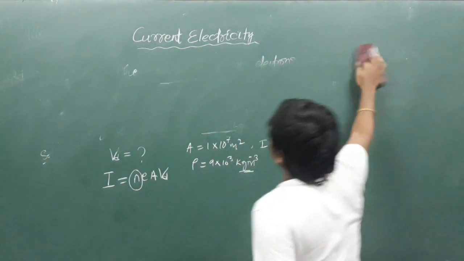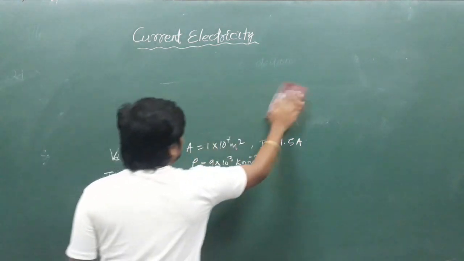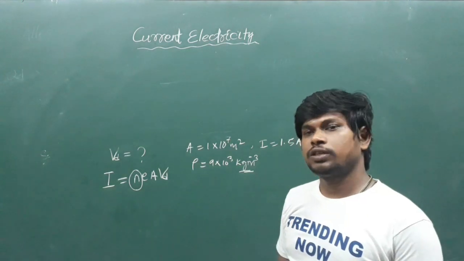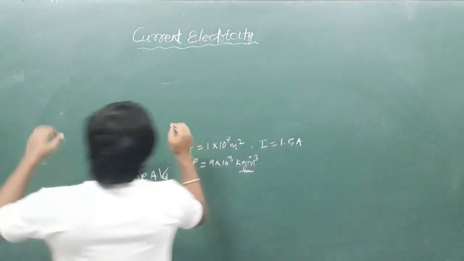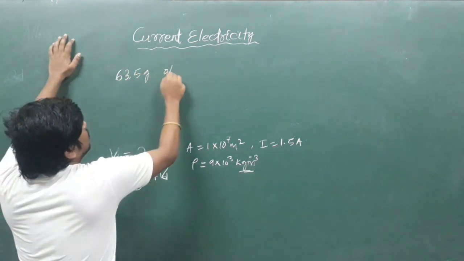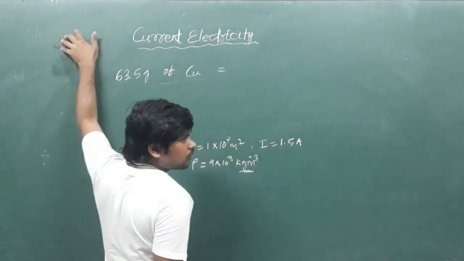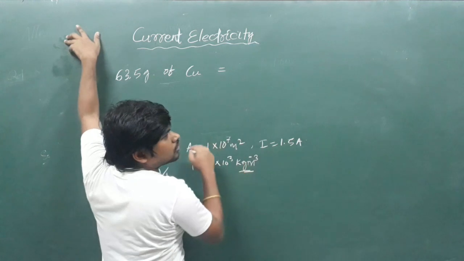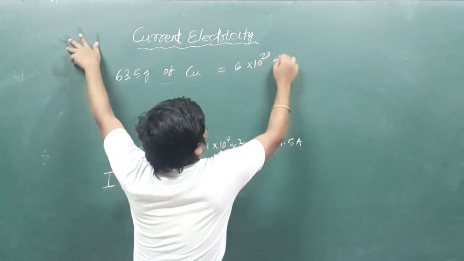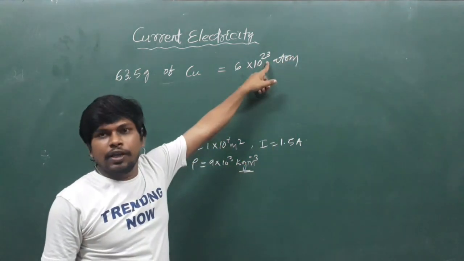So to get that, everyone knows that 1 mole of copper consists of how many atoms, that is Avogadro's number. So 1 mole of copper, that is 63.5 gram of copper, consists of 6 into 10 to the power 23 atoms. 1 mol copper mein kitna atom rehte hai, 6 into 10 to the power 23 atom.